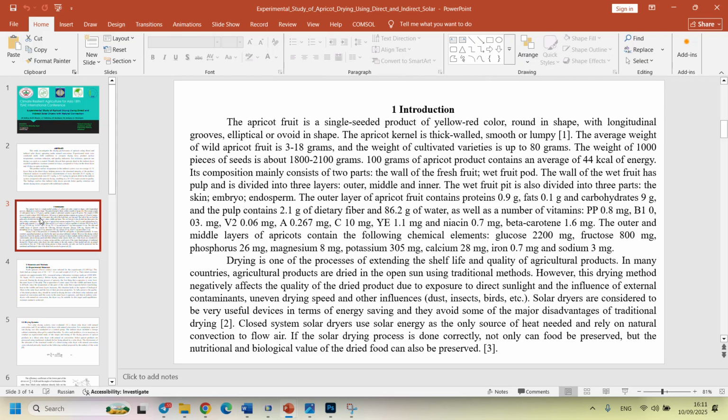The average weight of the wild apricot is 3 to 18 grams, and the weight of cultivated varieties is up to 80 grams. The weight of 1000 pieces of seed is about 1800 to 2100 grams. 100 grams of apricot product contains on average 44 kilocalories of energy.